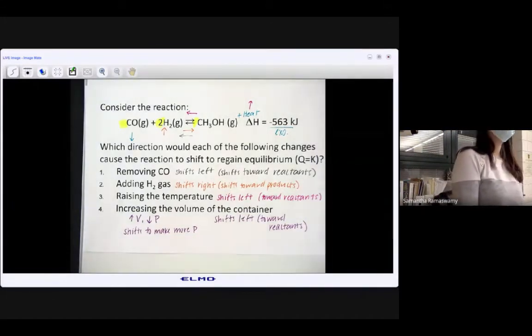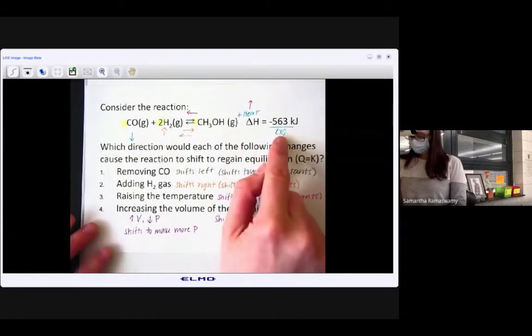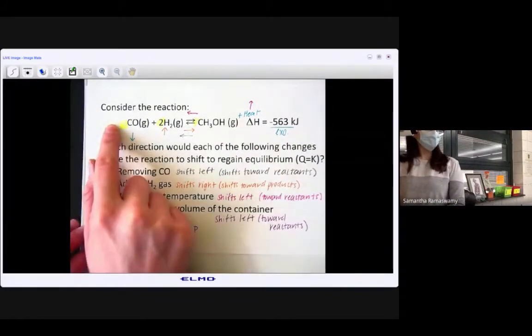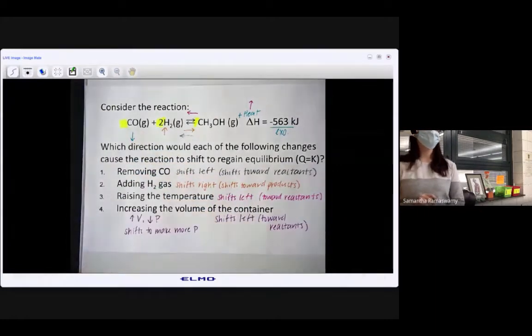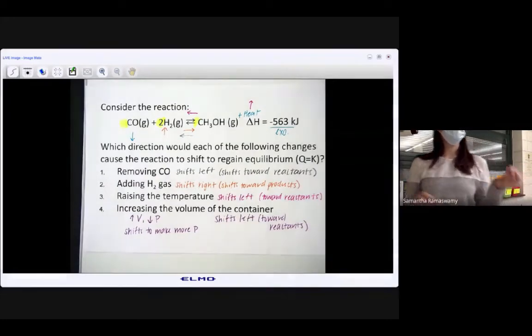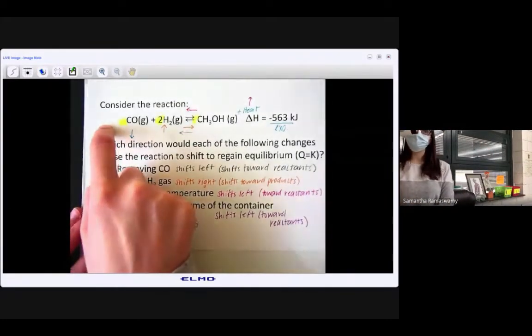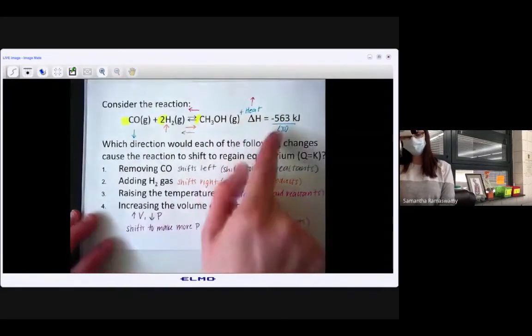Any other questions on the do now? Okay, so you added heat to the products. Yes, because it's exothermic. If it were endothermic, you would add it to the reactant, because if it's endothermic, heat needs to go into the system, and so it acts as a reactant. So always, if it's exothermic, heat is a product. If it's endothermic, heat is a reactant.